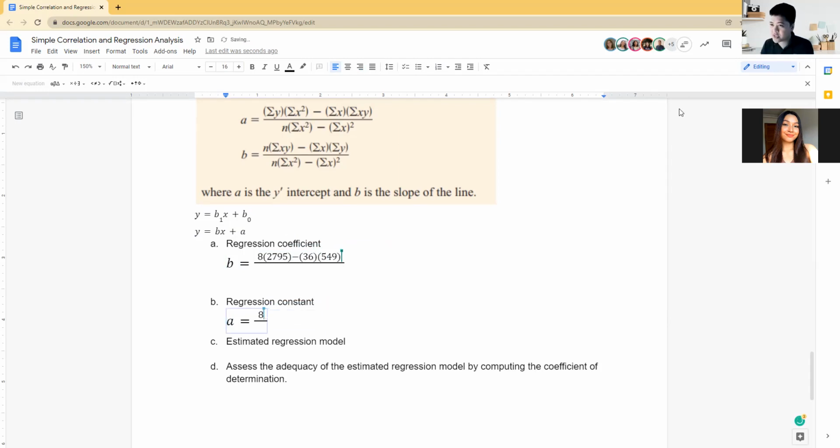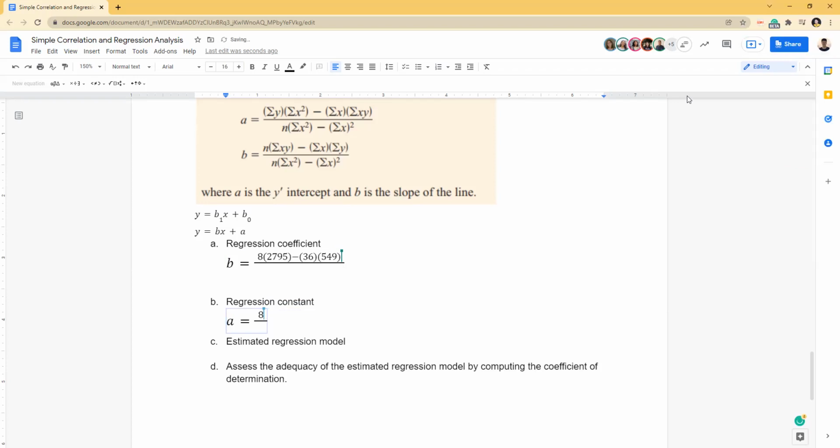Okay, so for the others, kindly do this on your notebook or on your calculator, and then let's verify kung tama yung sagot nila later. Okay. Do this in 2 minutes.